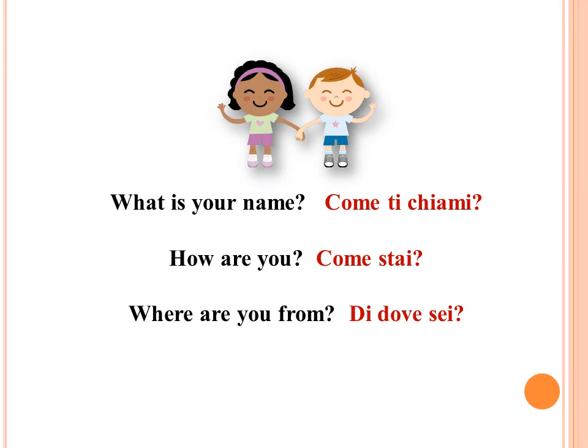As mentioned in Lesson 3, Simple Conversational Elements, when addressing children 12 years old or younger, adults should use the tu forms of verbs, that is, the you informal. Therefore, the three basic meet and greet questions rendered in the tu form would be come ti chiami, come stai, and di dove sei?